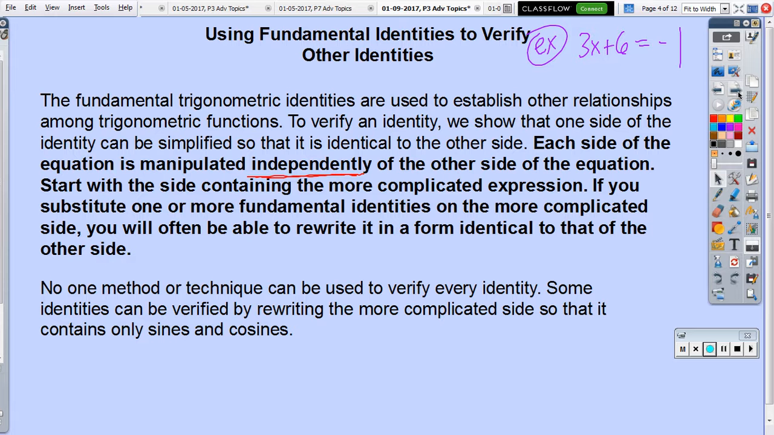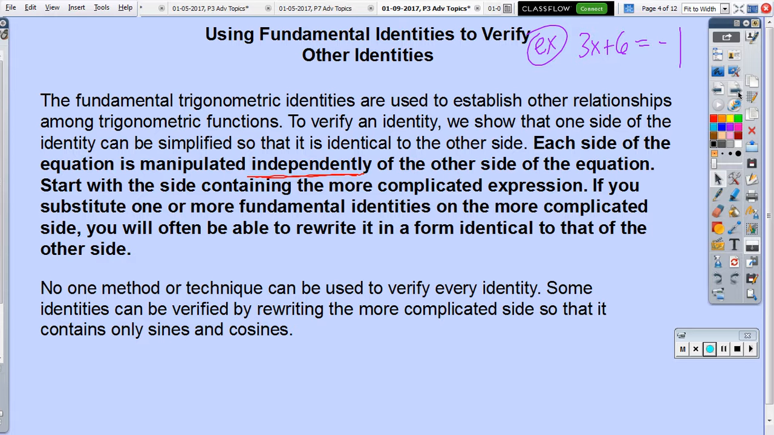Another big thing is if you substitute one or more fundamental identities on the more complicated side, you will often be able to rewrite it in a form identical to that of the other side. So we really want to work on the side that's more complicated. It makes no sense to take something that's very simple and make it more complicated. We're going to simplify something that's more complicated and make it look like the right-hand side or vice versa.